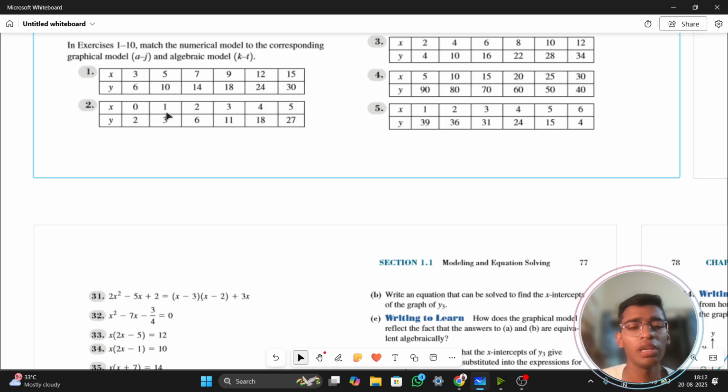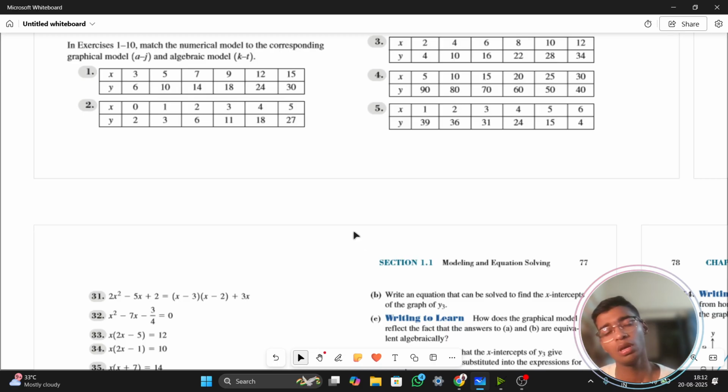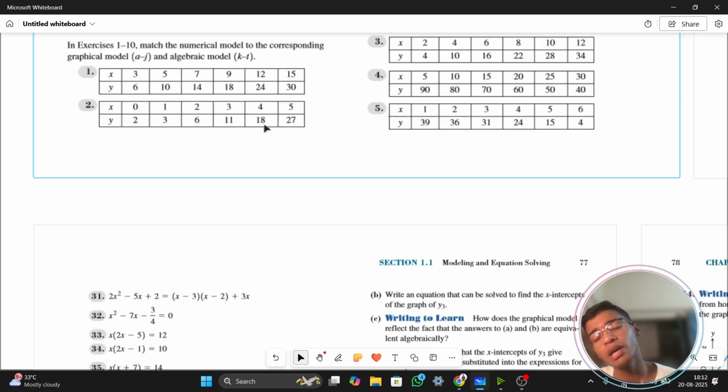You see, whenever we increase by a unit length on the x-axis, my value for y is increasing a lot. On 0 it is 2, on 1 it is 3, on 2 it is 6, on 4 it is 18, and on 5 it is 27. Like it was twice, then it became thrice, then thrice, then 3 point something, then 4 point something times, and now it is 5 point something times, 5.3, 5.4 times.